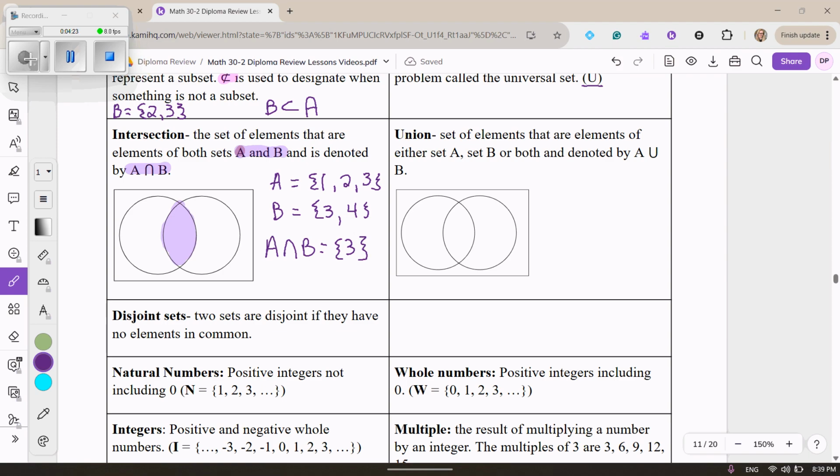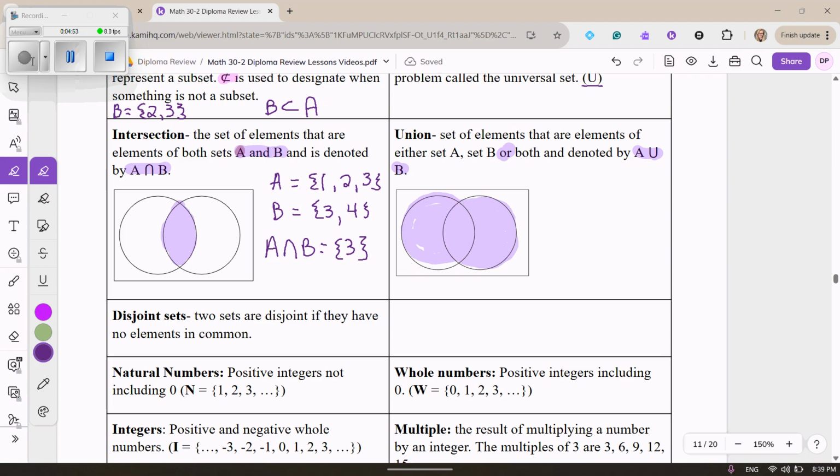Okay, next up we have the union. The union is a set of elements that are elements of either set A, set B, or both, and denoted by A, big U, B. So here, notice that word or, and then of course we have our union symbol. When we look at a Venn diagram, that means we are now considering everything inside any of the circles.